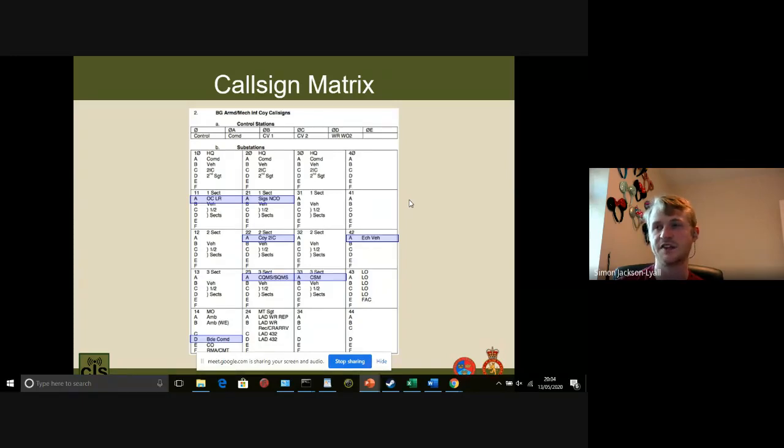So I think one of the questions was, what's the call sign of the company 2 IC? And you would assume that the company 2 IC would be 0 Bravo. But in this instance, it's not. That's why you need to look at the matrix and work out where people are, because they're hidden right in the middle as 2-2 Alpha.